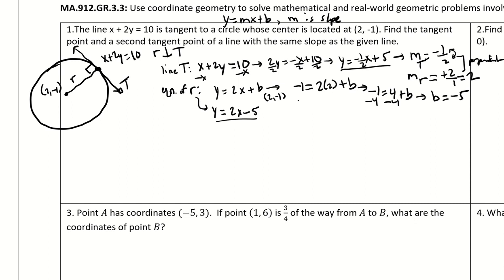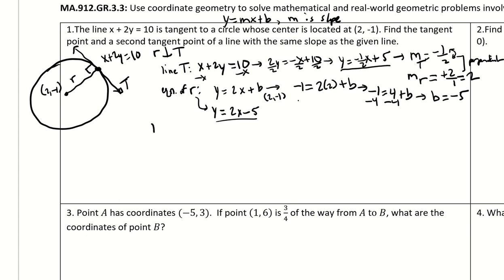Now that we've got those equations, we know that the point at which they cross is where the two lines are equal. That's an algebra concept, not a geometry concept. The algebra concept is if you have two lines, where they cross, they have to be equal to each other. So we're going to set line R equal to line T.